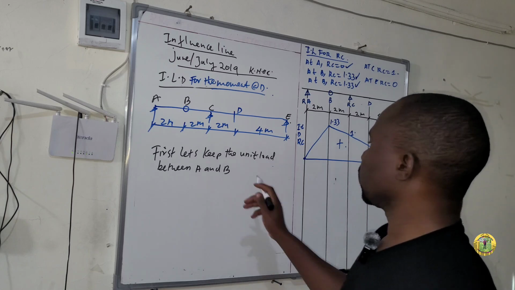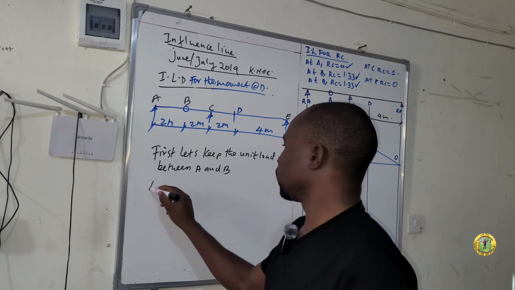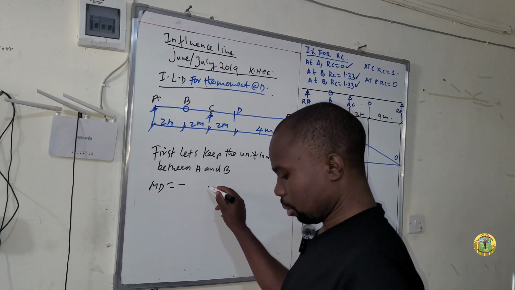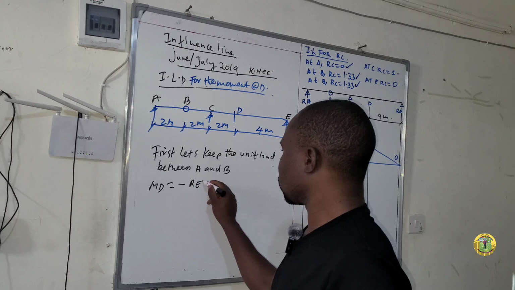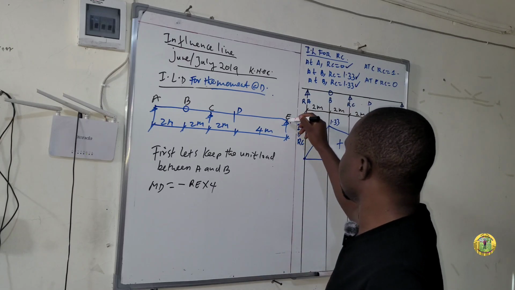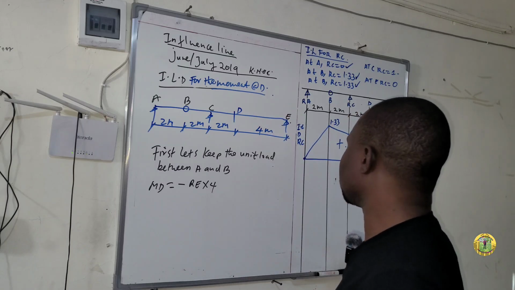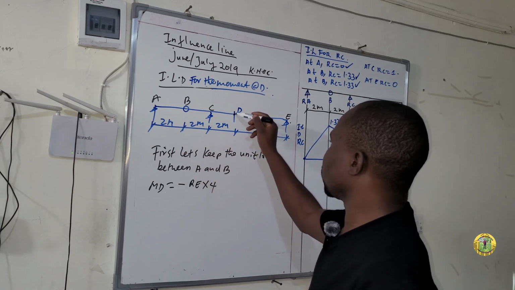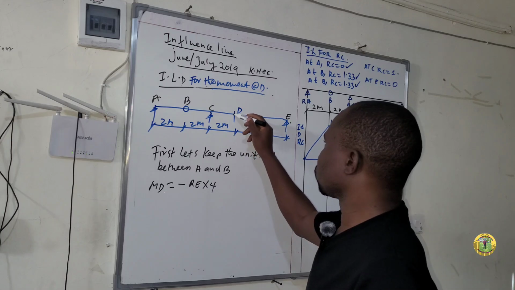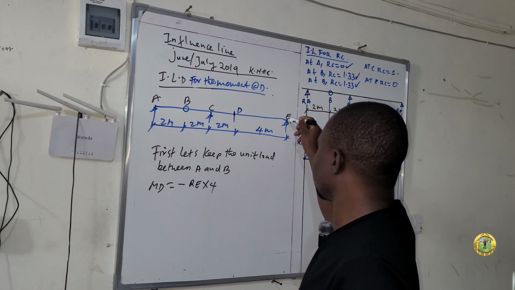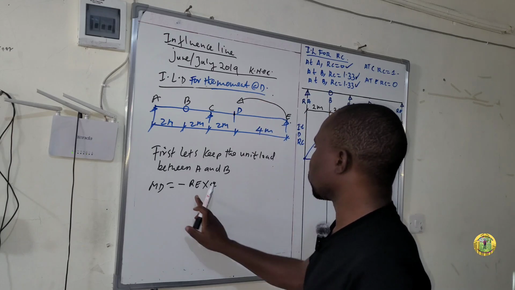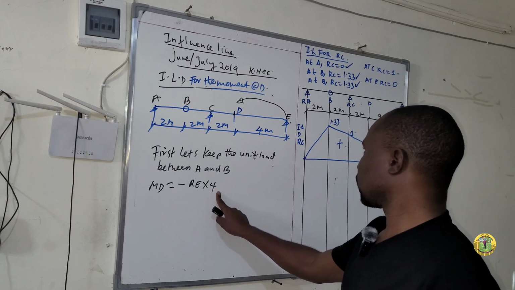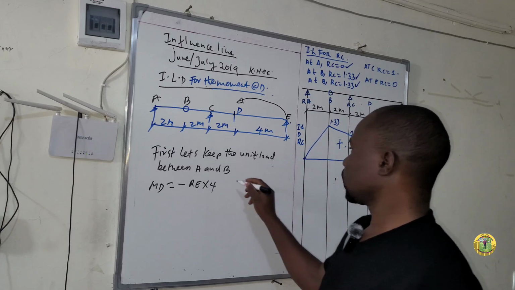So MD, if we keep the unit load between A and B, is equal to minus RE times 4, because moment is force times perpendicular distance. At this point we have this RE, moving in anti-clockwise direction, which is minus, so it is minus RE times the distance from here to here, which is 4.